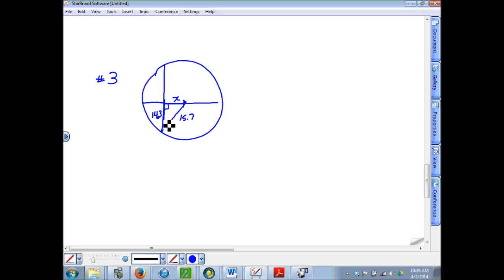This is a right triangle, isn't it? So it's just a squared plus b squared equals c squared. But what side is it we're trying to find? Is it a leg or is it a hypotenuse? It's a leg, so that means it has to be a or b. It doesn't matter, call it one. I'm going to call it a. So it's going to be a squared plus 14.3 squared equals 15.7 squared.